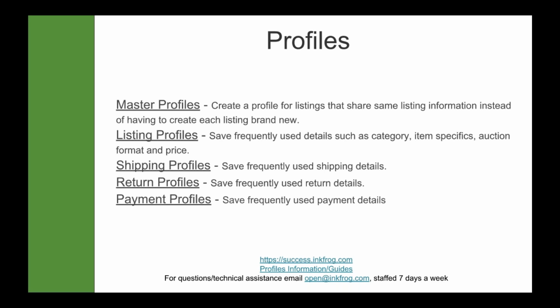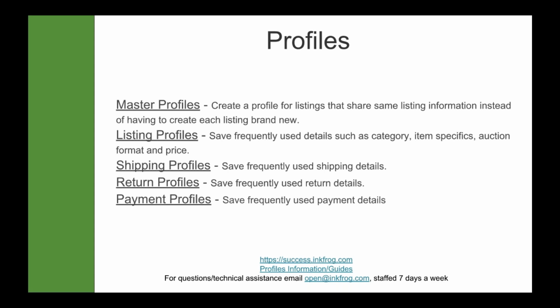Listing profiles are to save frequently used details like your category, item specifics, auction format if you're doing auction or fixed price, your listing format, and then you can also save the price in there as well if you've got items that share the same price, or you can just continually update the price if needed.